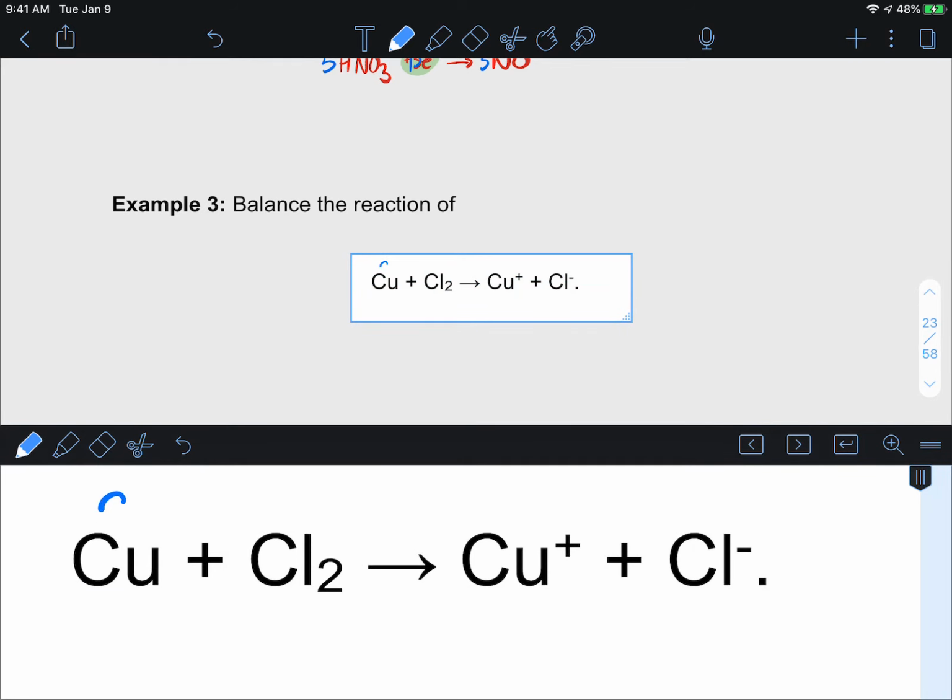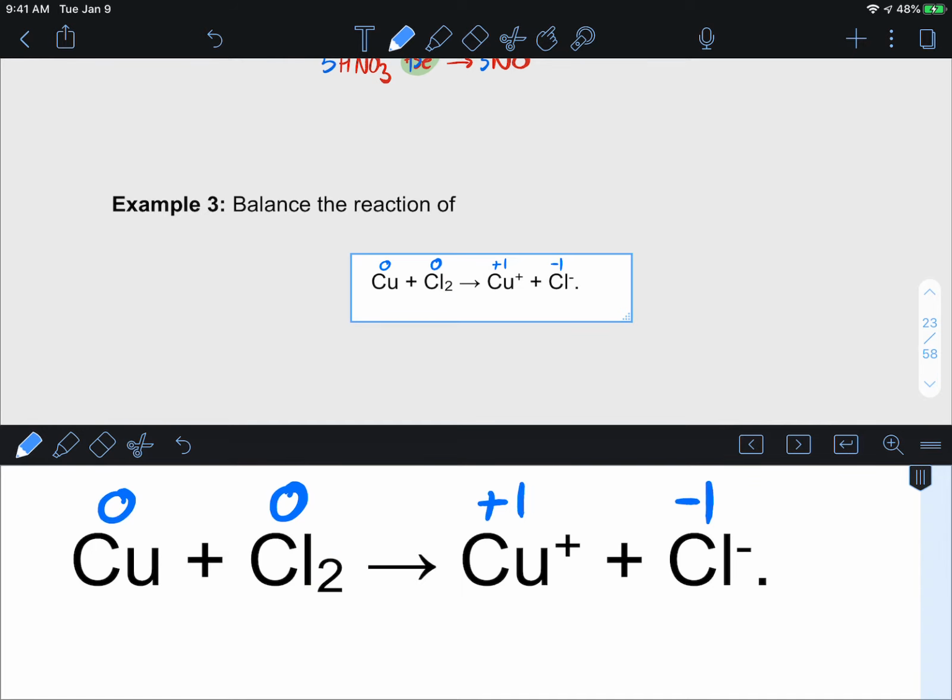So copper is a metal, and it's by itself, so 0. Chlorine is an element, also 0. Copper here is +1, so that means it's +1. And chlorine is -1, so that's -1. Looks pretty good. Hey, pretty balanced.